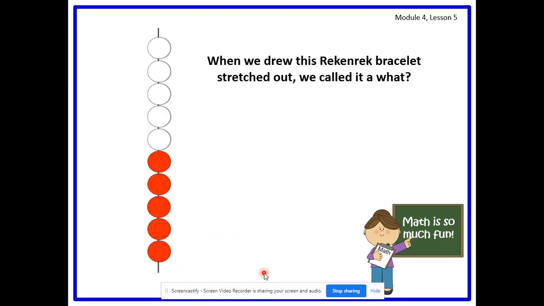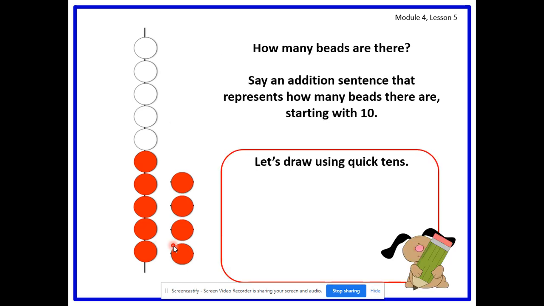I need you sitting tall and you're listening. You're not drawing anything on your whiteboard yet. Listen, when we drew this Reckon Rick bracelet stretched out, we called it a... Do you remember when we used to draw the circles and then draw a line if they were 10? We called this drawing in a 5-group column. Well, today we're going to add to that learning.